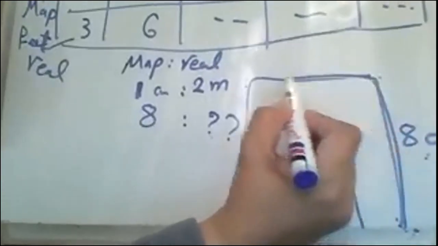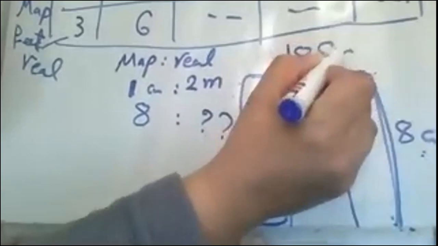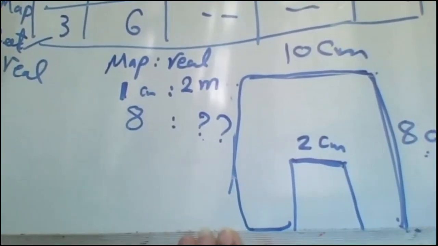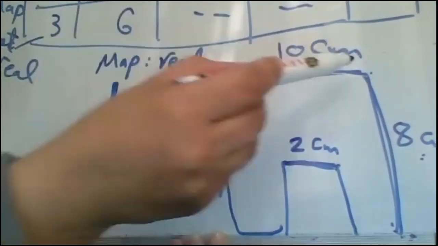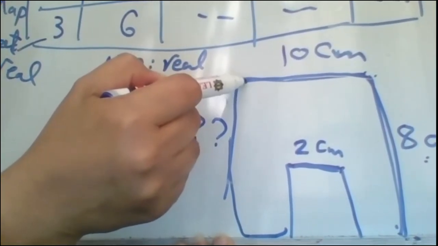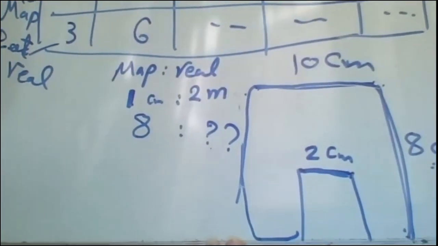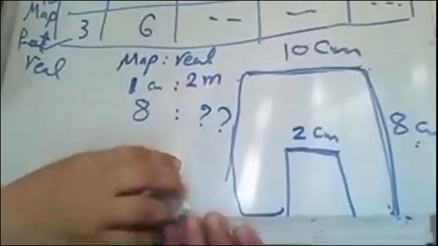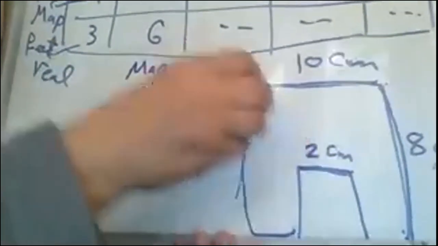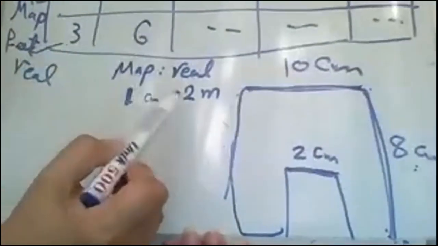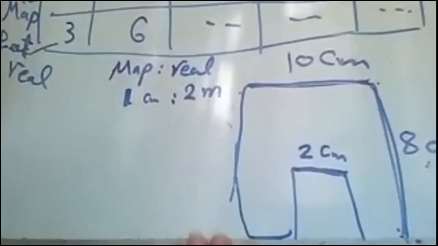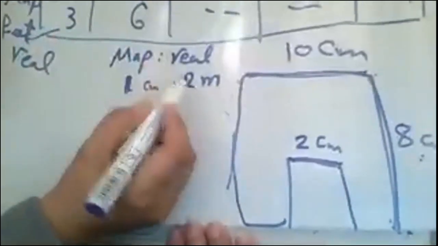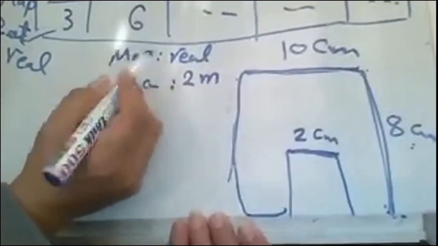What about if this one was 10 centimeters on the map? How many should it be in reality? 20. How did you find it, Muhammad? We multiply. Every 1 centimeter is 2 meters, right? So it's 10 multiplied by 2, it will be 20. Excellent, Muhammad, excellent. Then I said that there is a relation between map and real.